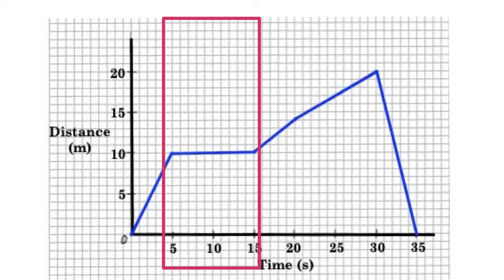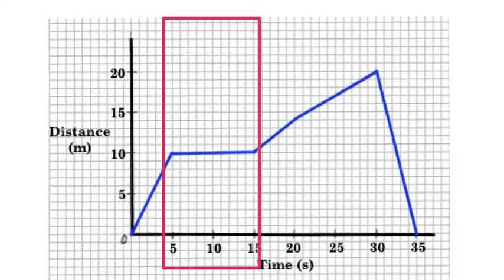Alright, then it changes direction, or the graph changes, and we see that it goes flat. Now we know that this says the object is not moving. So what I would say to this, if we had to describe the graph, was the object is staying 10 meters away from me between 5 and 15 seconds from the start. Alright, so I've broken down to this part.